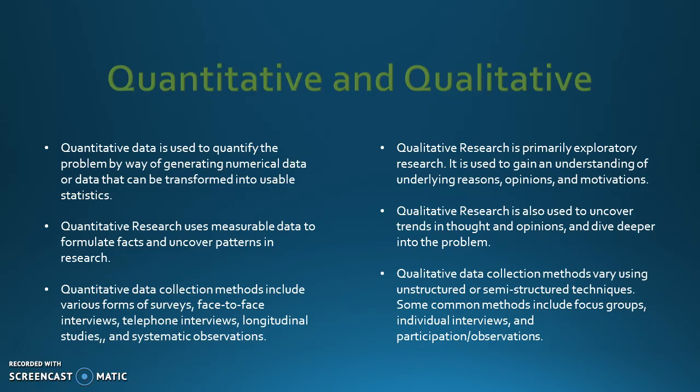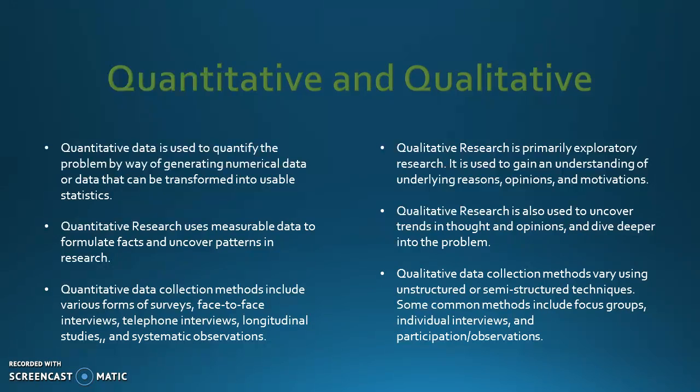Quantitative data is numerical data and is data that can be transformed into usable statistics. It uses measurable data to formulate facts and uncover patterns in research. So it can be represented in graphs or tables, and it can be used to uncover patterns. These methods include surveys, face-to-face interviews, interviews over the phone, or systematic observations.